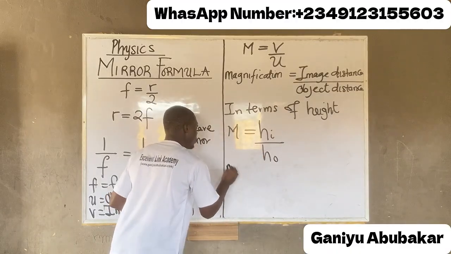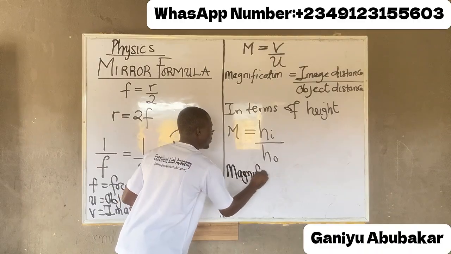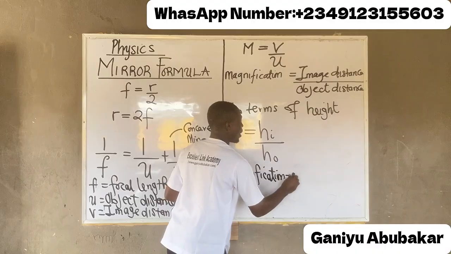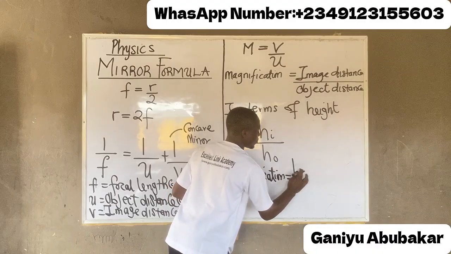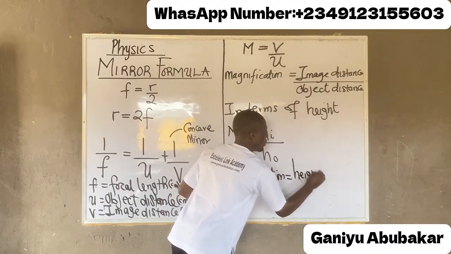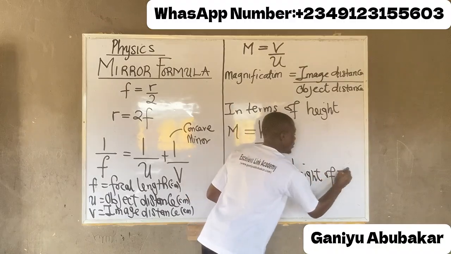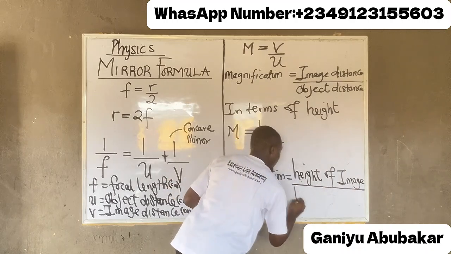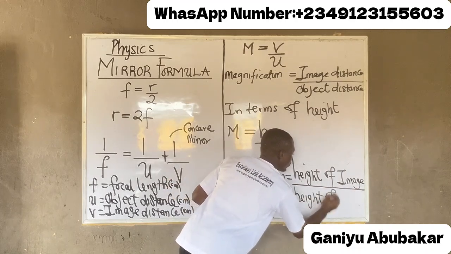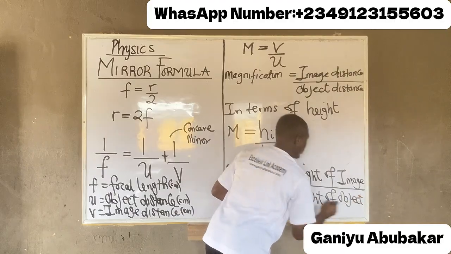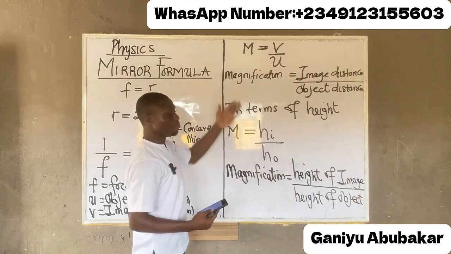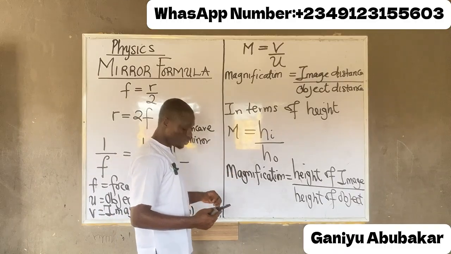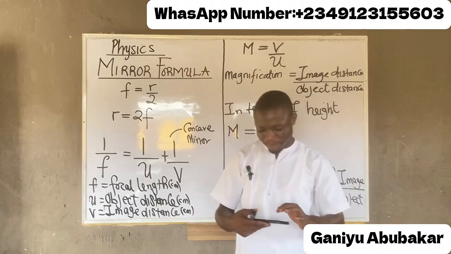So in full form, magnification in terms of height is height of image over height of object. All right, this is your other expression for magnification, as you can see on the board. So you have the idea behind magnification, please.